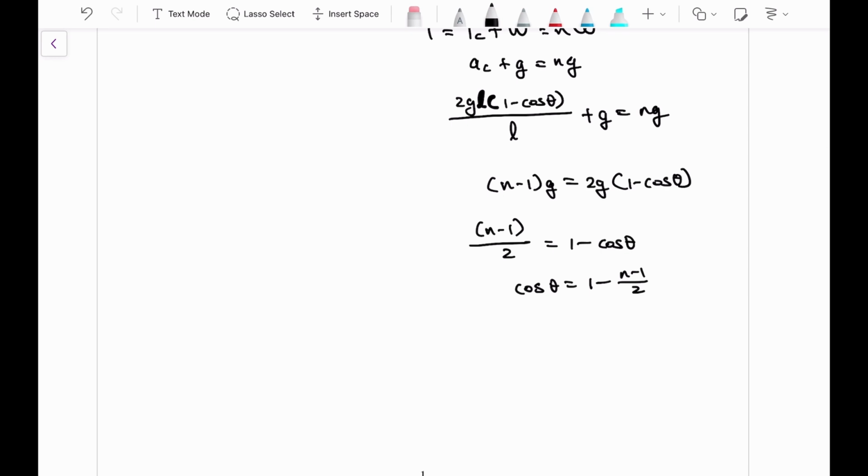Let's write it in a single fraction. This will be 2 minus n plus 1, so that's 3 minus n over 2. And this will be the answer to the first question.